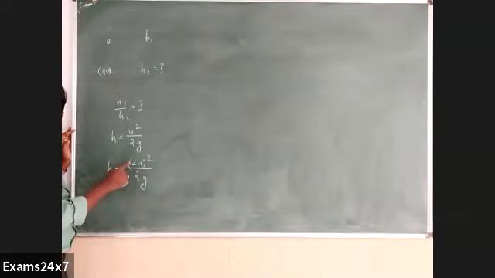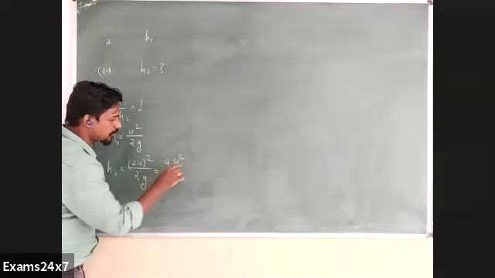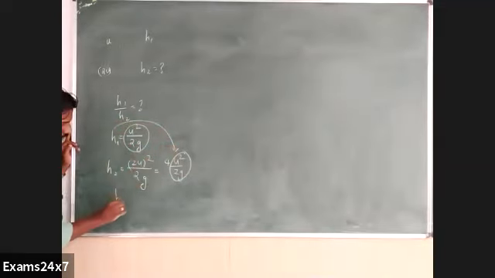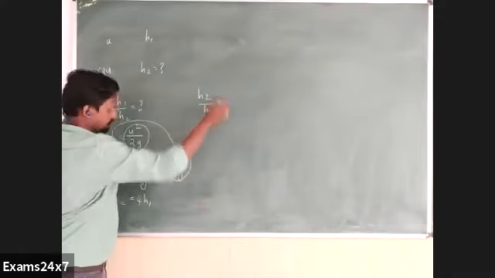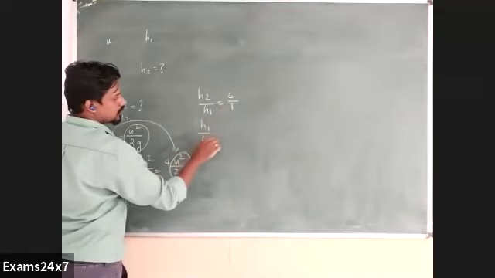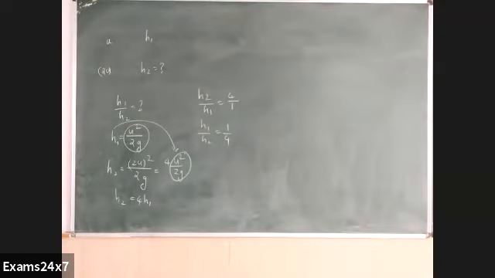What is the new velocity? 2u. So (2u) whole square by 2g. What is (2u) whole square? 4u square by 2g. What is u square by 2g? h1. So h2 is equal to 4h1, or h2 by h1 is equal to 4 by 1, or h1 by h2 is equal to 1 by 4. Easy.